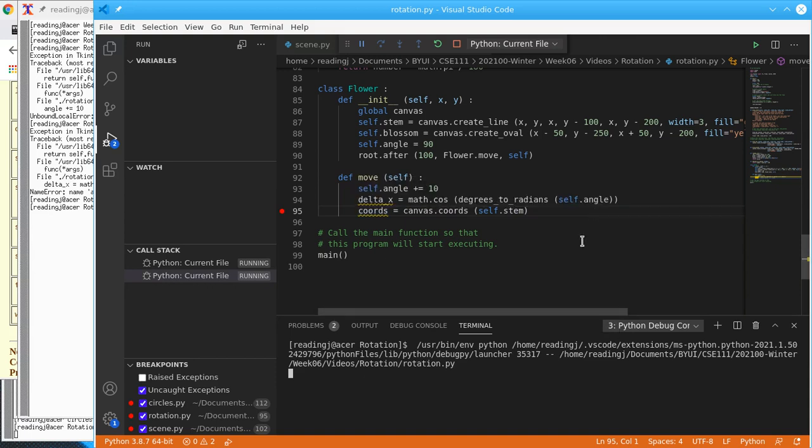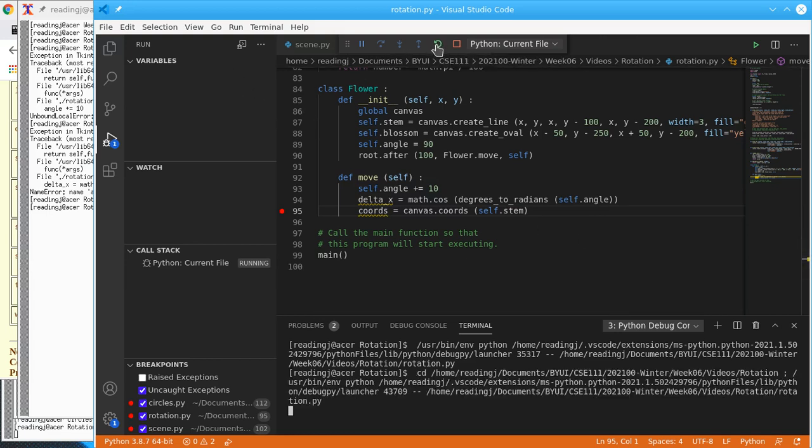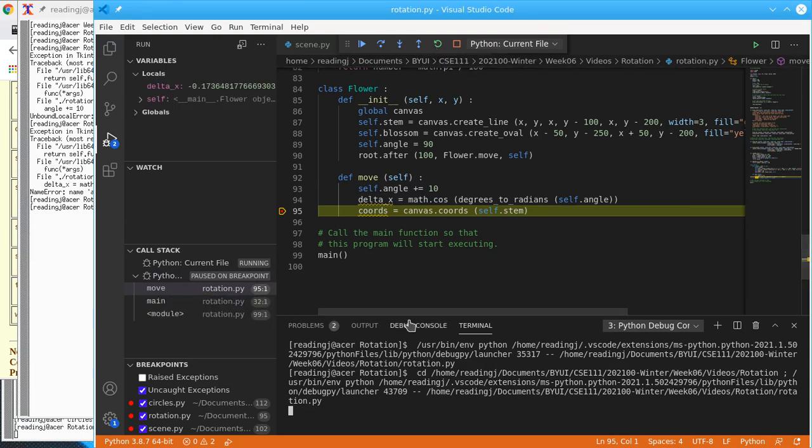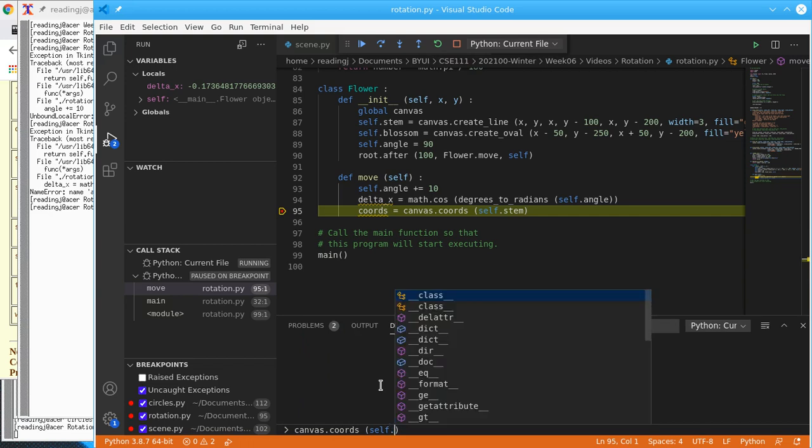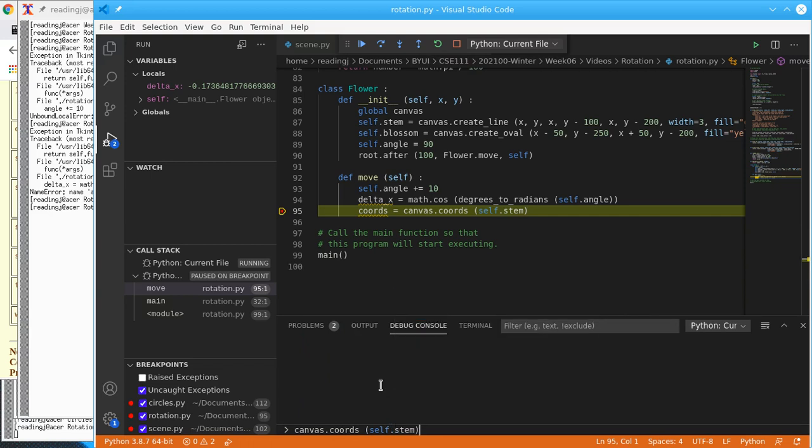Let's run it again. And this time we'll go to the debug console, and we'll say canvas.chords of self.stem. So that allows me to execute any code in the debugger. So now I can see 200, 399, 200, 299, 200, 199. That's not the coordinates that I gave it, is it? Oh. Okay, so there was some monkey business going on here. All right. So those are the current coordinates.